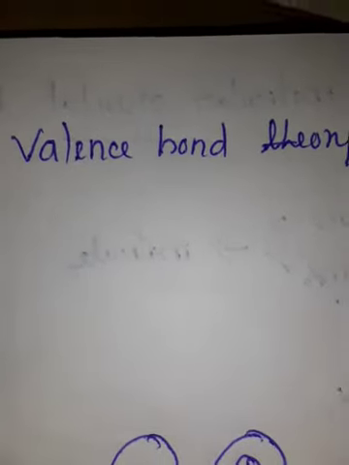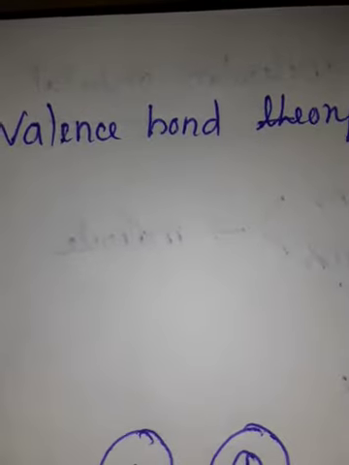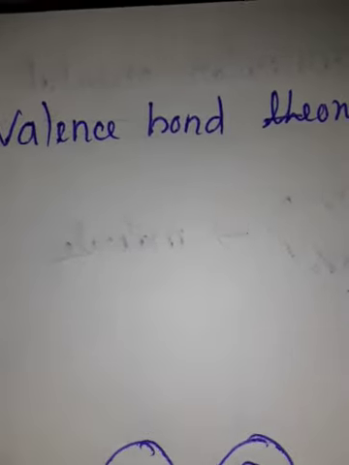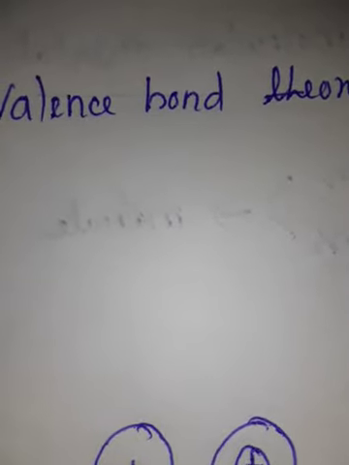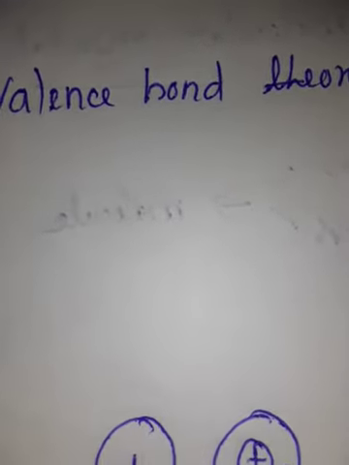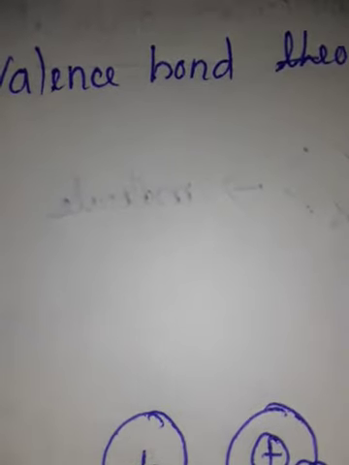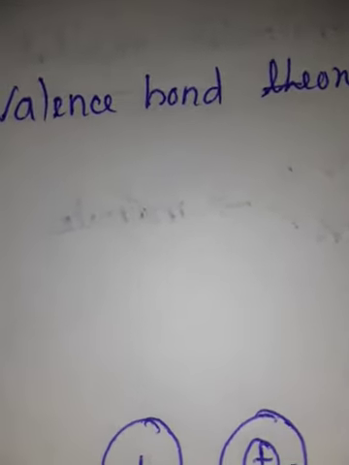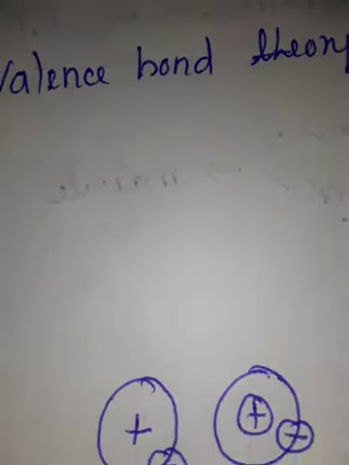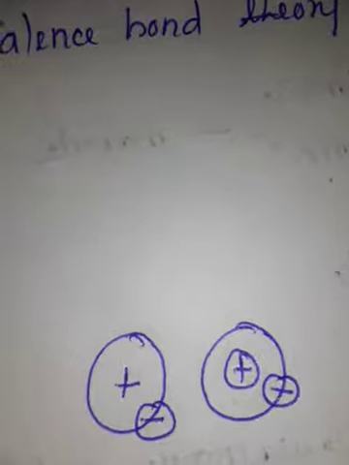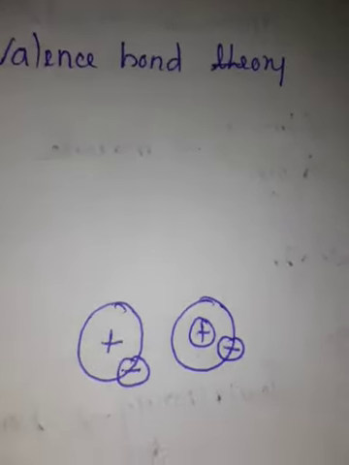Children, next we are going to learn about valence bond theory. This theory was given by Heitler and London. They explained the formation of a covalent bond in the hydrogen molecule on the basis of wave mechanics of electrons. Further, it was developed by Pauling and Slater. Based upon them, we can see how the covalent bond is formed between two hydrogen atoms.